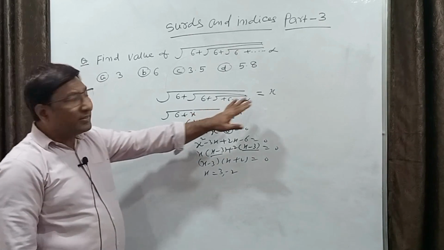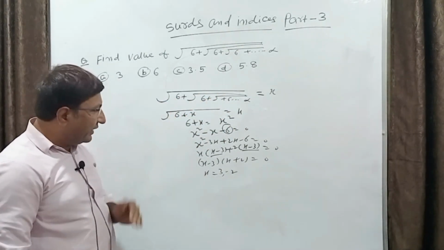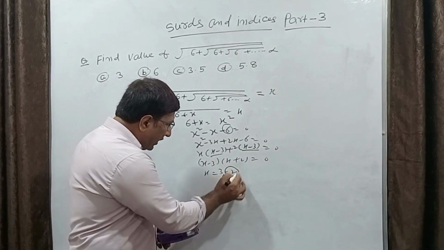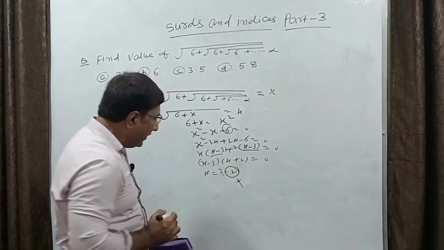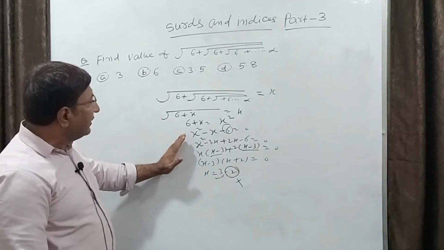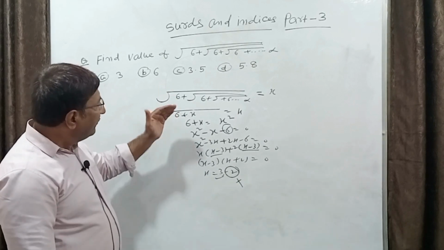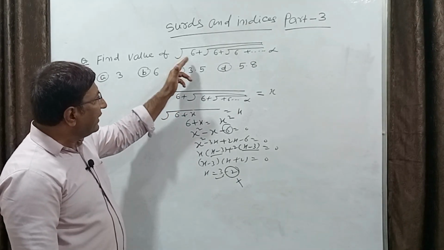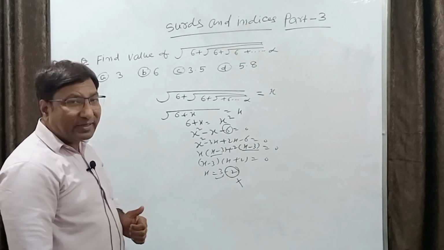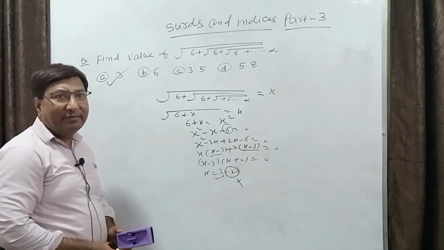But here the value of x is positive, so our answer cannot be negative. So this is not our answer, it is not satisfied. So our correct answer is 3. In this way, the basic concept takes a lot of time. But with the technique, just by reading the question we can find our answer directly. So 3 is our correct answer.